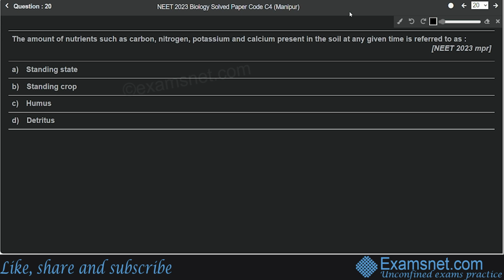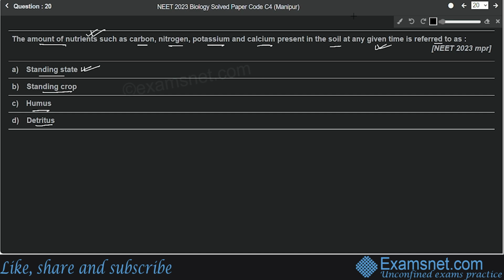Question number 20 is from the chapter Ecosystem, and the question is: the amount of nutrients such as carbon, nitrogen, potassium and calcium present in the soil at any given time is referred to as. Options are standing state, standing crop, humus and detritus. So the correct answer will be option A, that is standing state. We know that standing state is a term used in ecology to denote the amount of nutrients present in the soil at any given time.